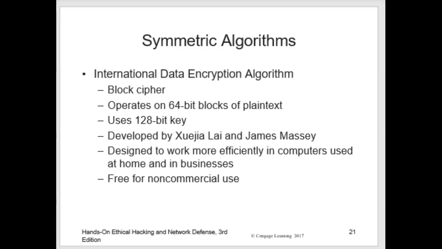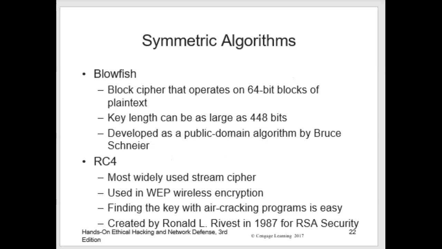And so in this way, the International Data Encryption Algorithm, known as IDEA, comes about. And this is a block cipher that operates on a 64-bit block of plaintext. It uses a 128-bit key and is used in PGP, called Pretty Good Privacy. It's free for non-commercial use. We'll talk about PGP in a little bit. So after that, then we get Blowfish.